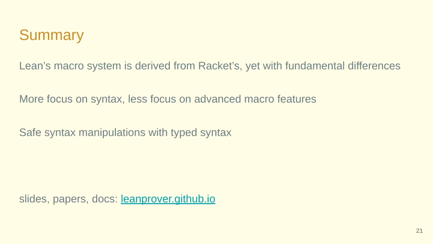So I hope I showed you that Lean's macro system is quite similar to Racket's, and in fact derived from it, as well as Rust, I should say. And yet there are some fundamental differences, right? In general, I would say Lean is a bit more focused on this interpretation of syntax, and we're a bit less focused on some advanced macro features that Racket has, but Lean does not. And recently we also made macro programming safer by introducing this typed syntax system. Okay, thank you.